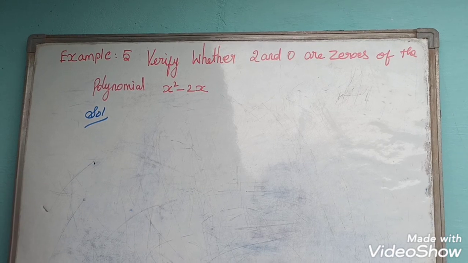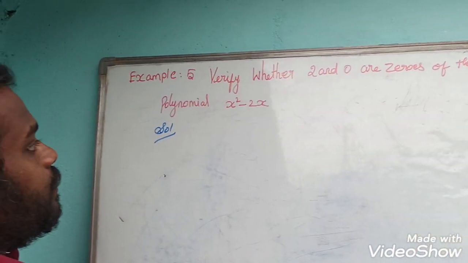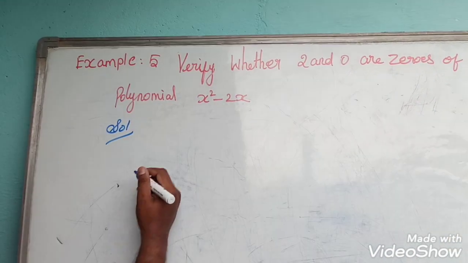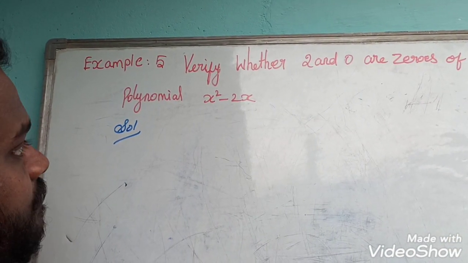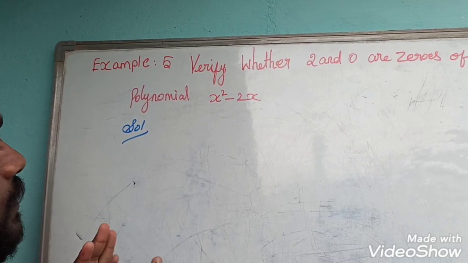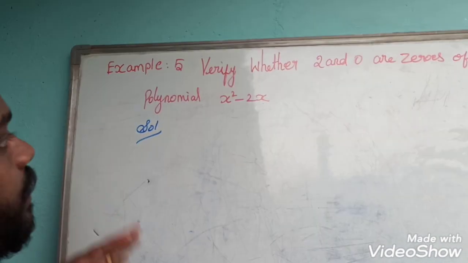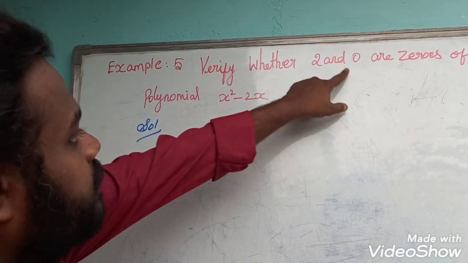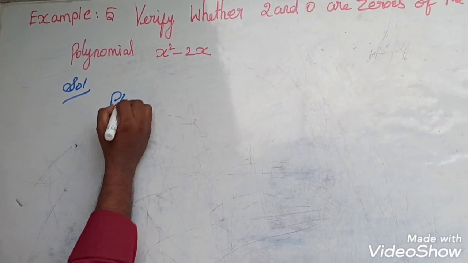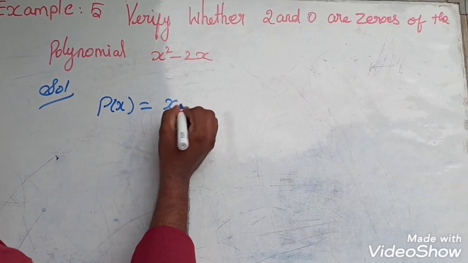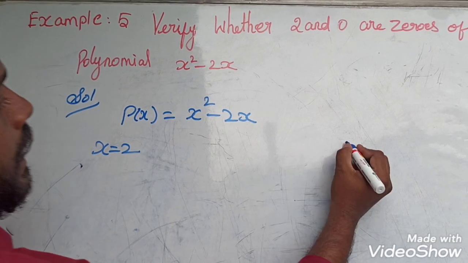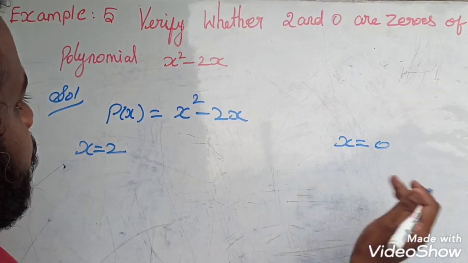Here in example 5 we have to verify. They have already given 2 and 0. We have to verify whether they are the zeros of the polynomial x square minus 2x. In the same way as example number 3, where we checked minus 2 and plus 2, we find which one is the zero of the polynomial. Here we have to verify whether 2 and 0 are both zeros of the polynomial or not. So p of x equal to x square minus 2x. First I take x equal to 2 and here x equal to 0. I will prove it side by side.